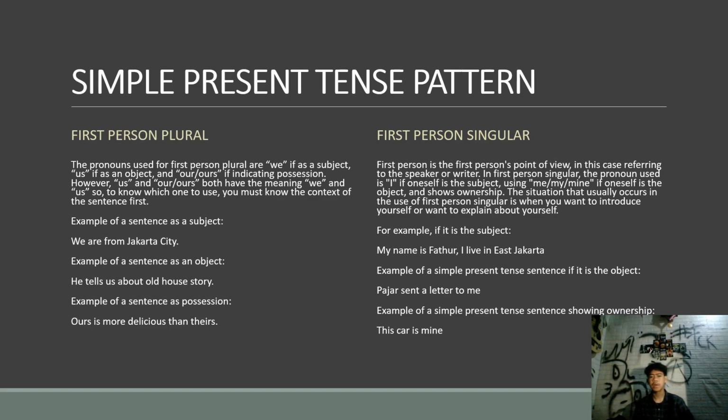First person singular. First person is the first person point of view, in this case referring to the speaker or reader. In first person singular, the pronoun used is I if oneself is the subject, using me, my, mine if oneself is the object, and so on.